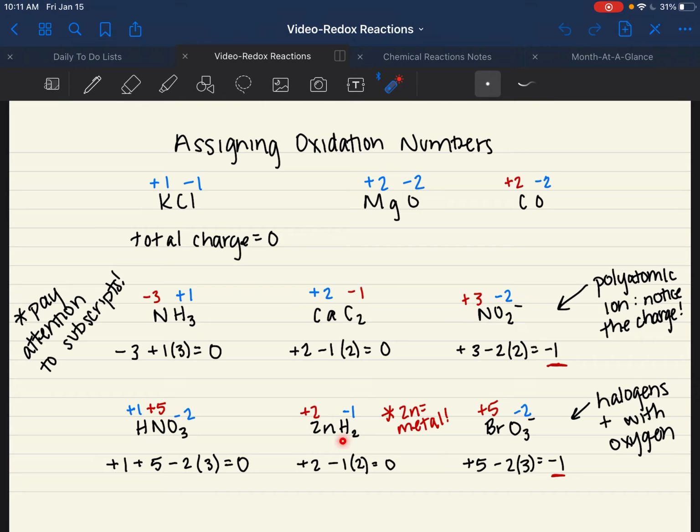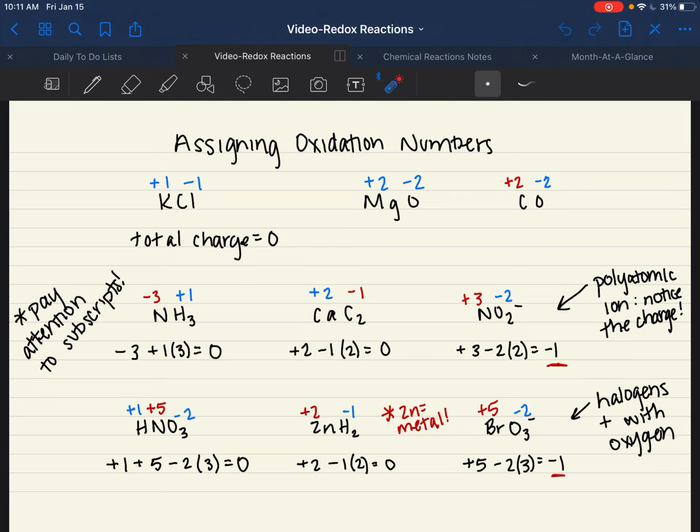We have ZnH2. Notice that we have a metal. Because that is a metal, hydrogen likes to have a -1 charge. This is the only time hydrogen will be -1 instead of +1, when it's with a metal. So hydrogen has a -1 charge, but there are 2 hydrogens present. So overall, hydrogen has -2. To balance that out to equal 0, we know that this zinc will have to be +2.